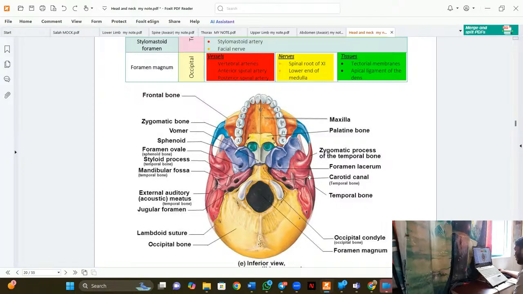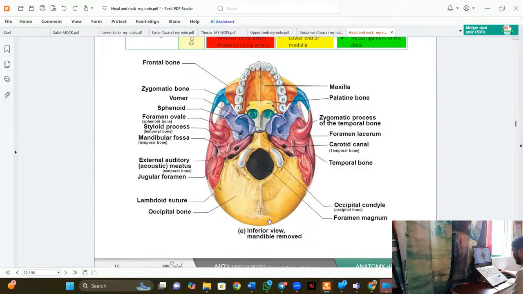The external auditory meatus is here, and this is the styloid process. Foramen ovale is in the sphenoid bone, and this is the carotid canal. Behind the carotid canal we have the jugular foramen, and this is the occipital condyle and foramen magnum. Occipital bone, inferior view.